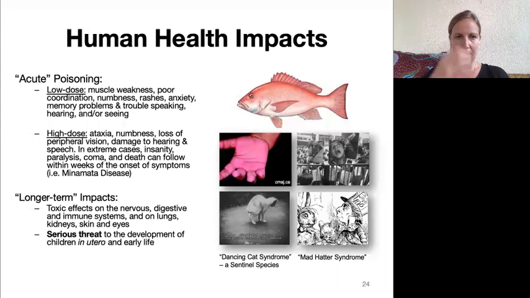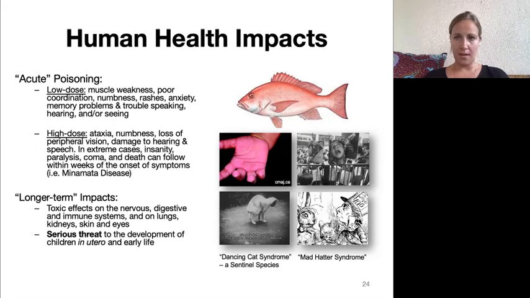I mentioned a bit about the human health impacts of mercury exposure, which are both acute as well as long-term. Acute poisoning can cause the symptoms seen here: muscle weakness, poor coordination, and trouble speaking at a low dose. At higher doses, it's much more dangerous, with paralysis, coma, and death even possible.